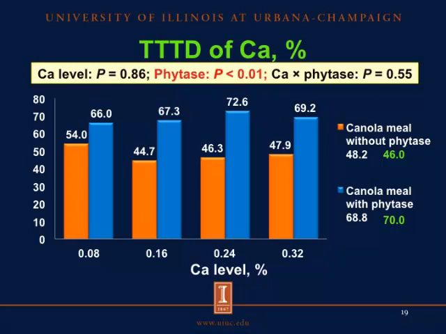The true digestibility of calcium was increased when phytase was added to the diets, from an average of 48.2 to 68.8, close to the values obtained in the linear equations, 46 and 70, respectively. And no significant interaction between calcium and phytase was observed.